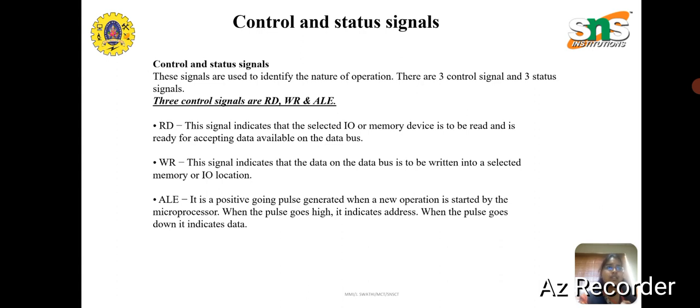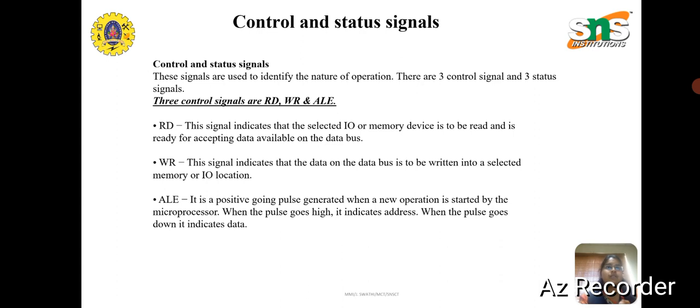The 3 status signals are input output or memory, S0 and S1. Input output memory differentiates between the input output and memory operation. When the signal is high, it indicates input output operation, and when it is low, it indicates the memory operation. S1 and S0 are the status signals. These signals are used to identify the type of current operation.